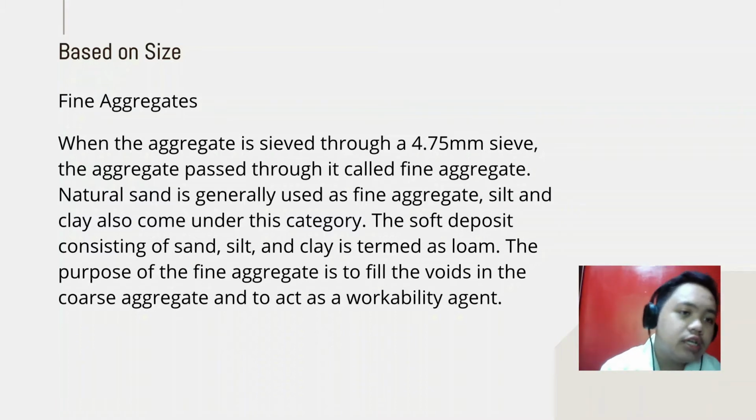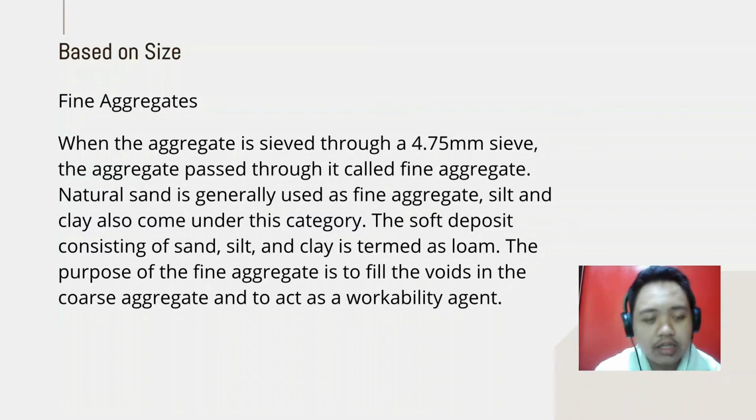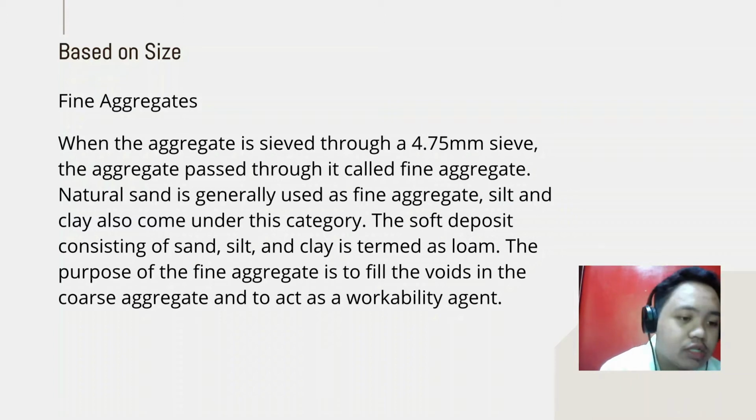So first is the fine aggregates. When the aggregates are sieved through a 4.75mm sieve, the aggregates that pass through it are called fine aggregates. Natural sand is generally used as a fine aggregate. Silt and clay also come under it. The soil deposit consisting of sand, silt, and clay is termed as loam.